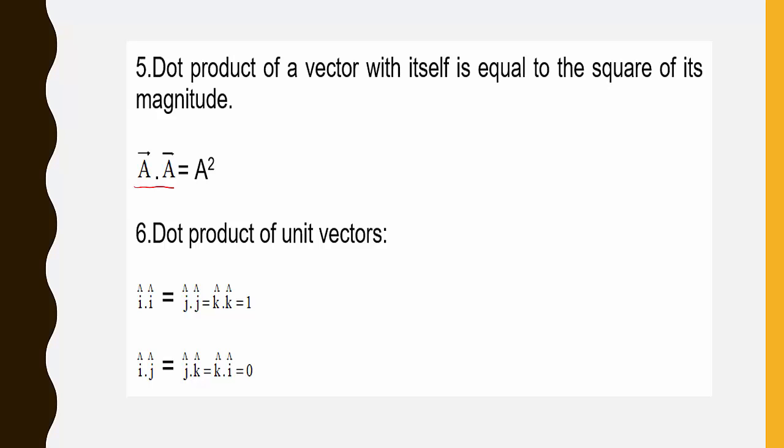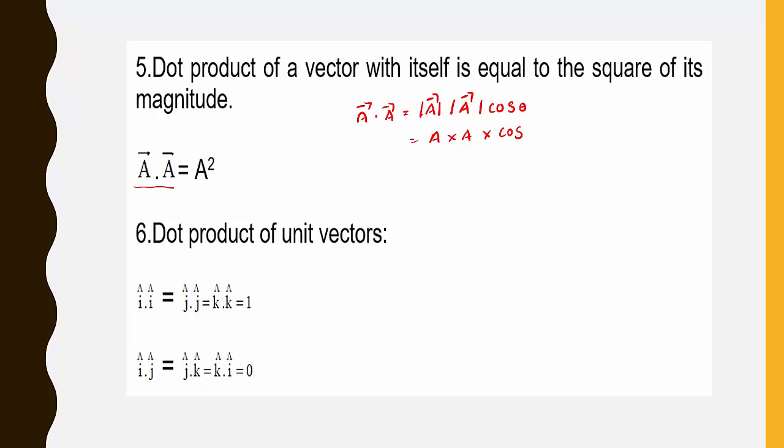Observe here. Again, I am going to consider the same equation. Vector A dot vector A equals, we know the formula, mod of vector A into mod of vector A into cos theta. Both have the same value here. So mod of vector A means A, into A, into cos theta. What is the value of cos theta?